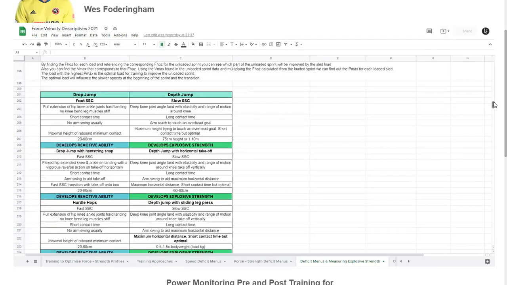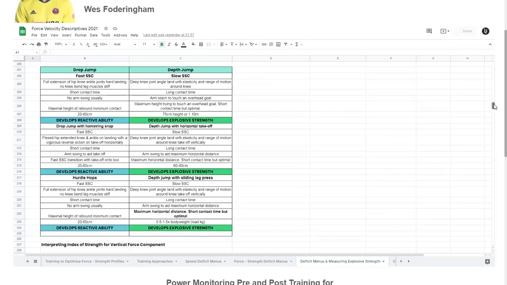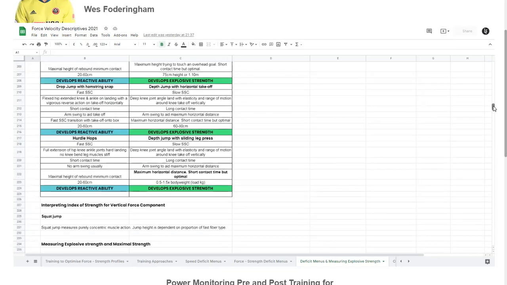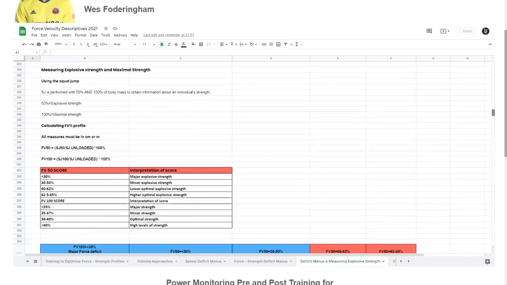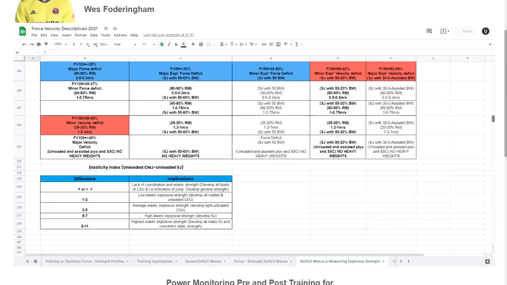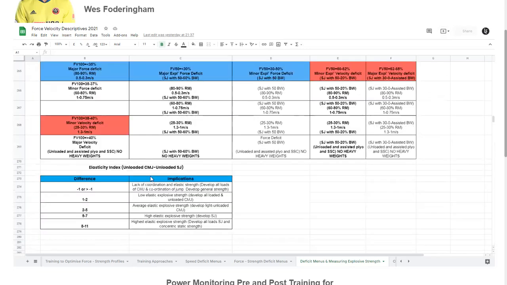Here again are just some suggested work for plyometrics, for developing reactive ability, explosive strength, and how to interpret these. And again, just some suggested VBT guidelines here. And this is the elasticity index as well. This is a little bit of guidance on what you need to work on in regards to the implications.